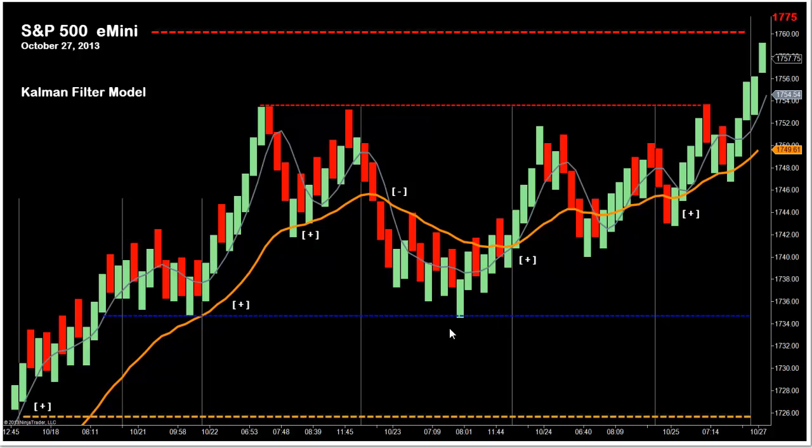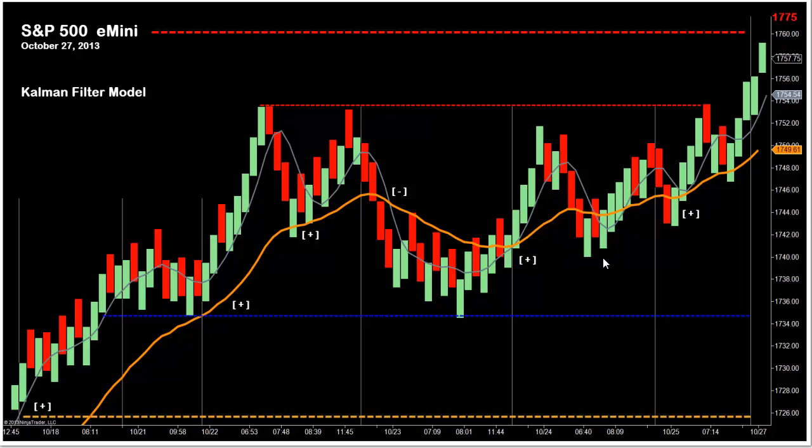On Wednesday, S&P futures pulled back to 1734, 1736 and retested the lows that it had traded down to on Monday. During the consolidation that developed at Wednesday's low, when the S&P auctioned back up above the 1742 price level, the slope of the Kalman ascended as the S&P attempted for a third time to retest the multi-year high.